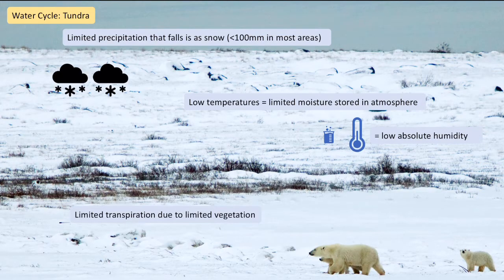We also talked about plants being very limited in their ability to grow, so there'll be limited transpiration from the surface. Again, this could change as climate change increases, but we can see that the flows of water are therefore pretty slow: limited precipitation, limited transpiration going back. And we're seeing that in this picture here, a lot of it would be stored on the surface.